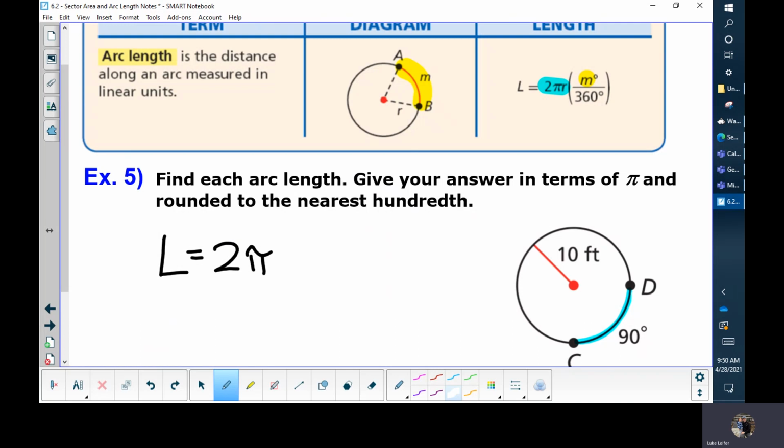2 pi. What should I put in this radius spot here? What is the radius of this problem? 10, good. So here's my radius. And then I'm going to use a fraction here. Always over 360. And how many degrees out of 360 do I care about? 90. So 90 goes here.